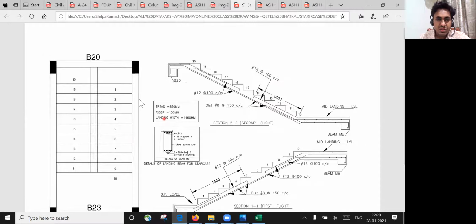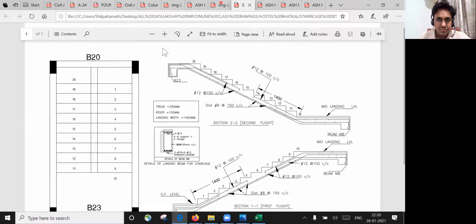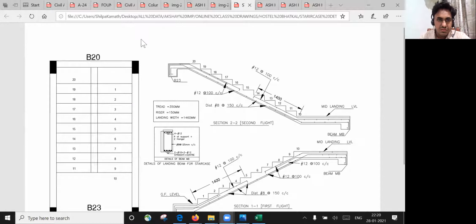So you can see here, this is how your staircase is going to start. You are going to come here. This is a landing where I'm going to land, and from here I'm going to take the next flight. So this entire thing is called the first flight. This is the second flight, you can see it here as well.